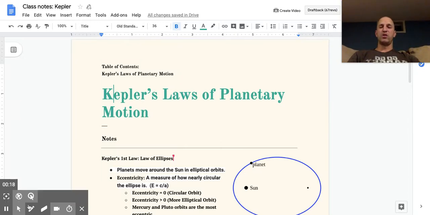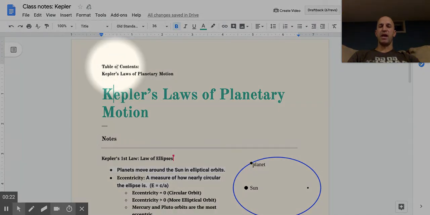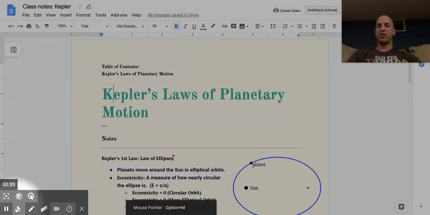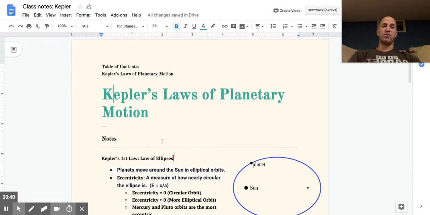What I want you to do is go to your table of contents and put in Kepler's laws of planetary motion, the page number that you're on, and the date. Today is November 13th. So that's what I want you to do right away. Then go to your next page of notes where you left off, and at the top, put in Kepler's laws of planetary motion.